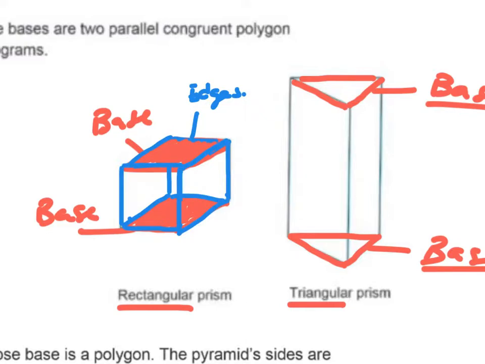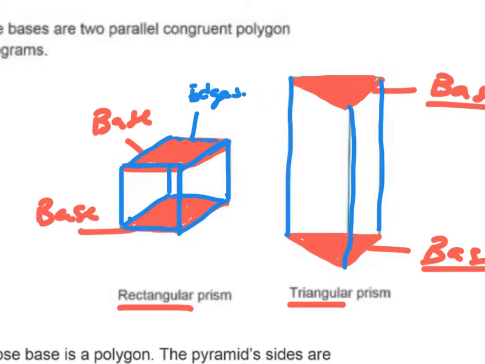Same thing over here. Let me color in my bases real quick so we know what those are. So the bases are colored in, but the edges are not. The edges are where these surfaces meet, so the edges are in that area too.